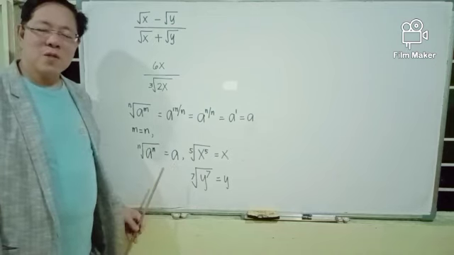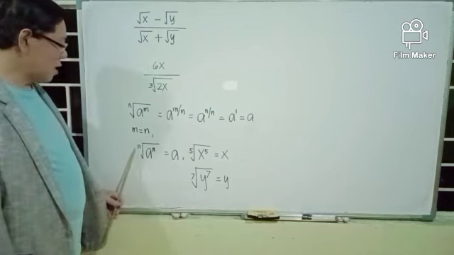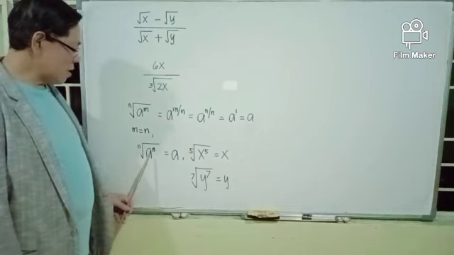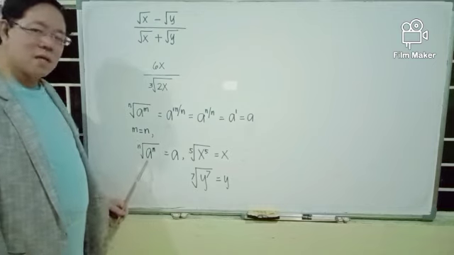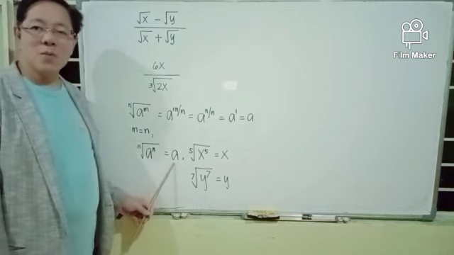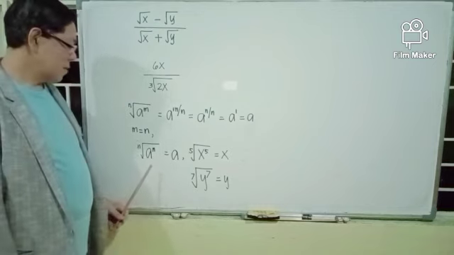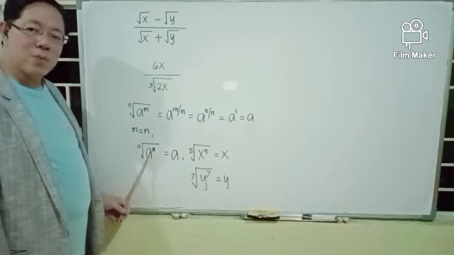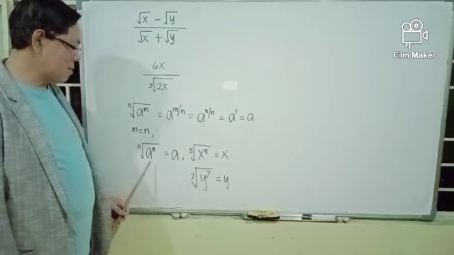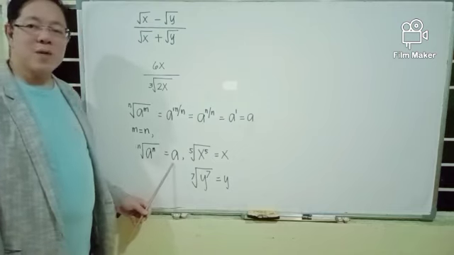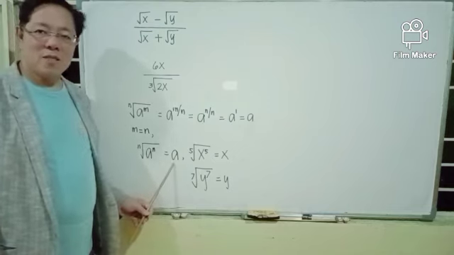Which means that if you see a radical expression where the index is equal to the exponent of the base, then this radical expression simplifies to the base a. Again, if the exponent of the base is the same or equal to the index of the radical sign, the radical expression simplifies to a, the base of the radicand.